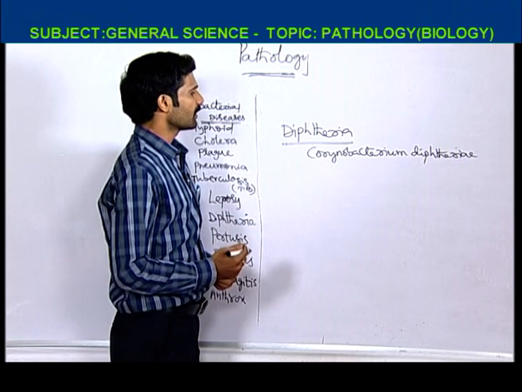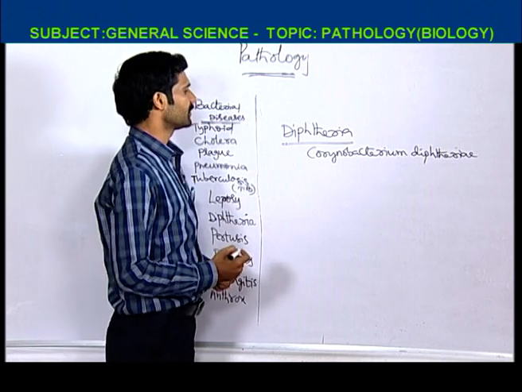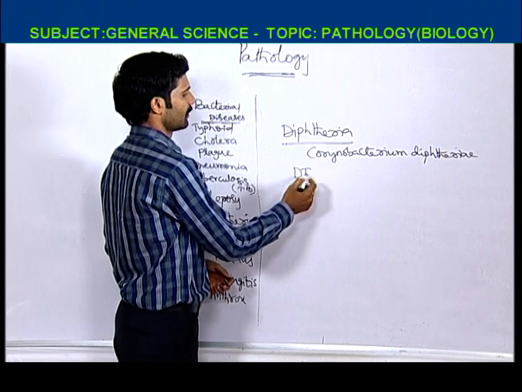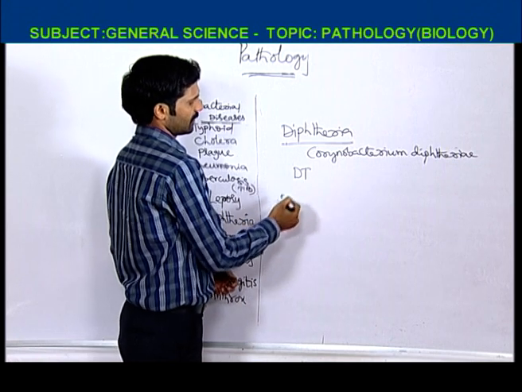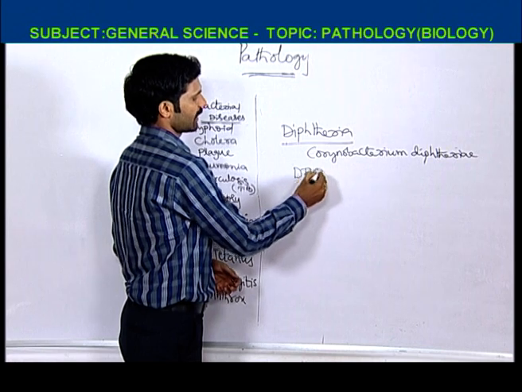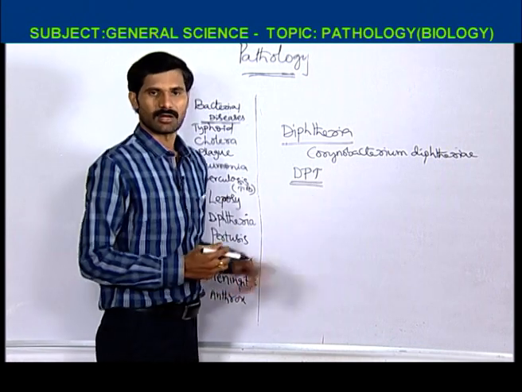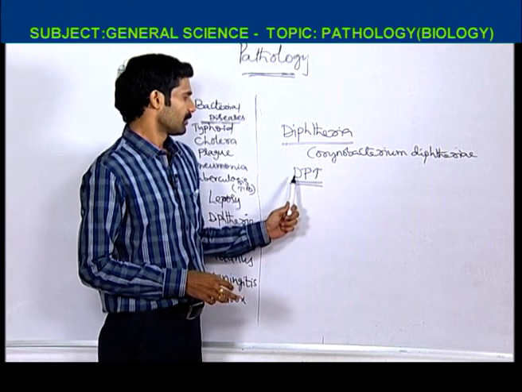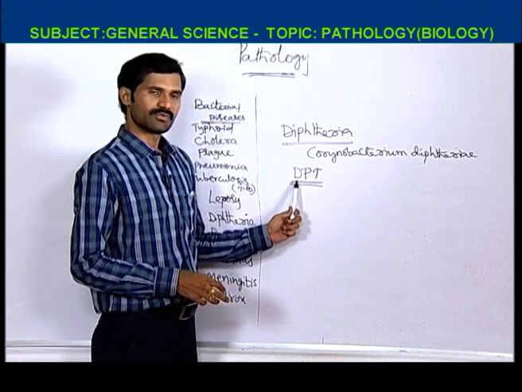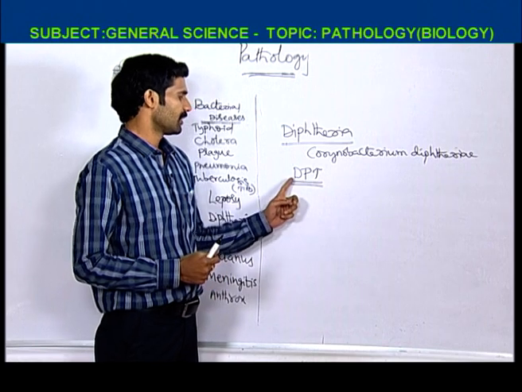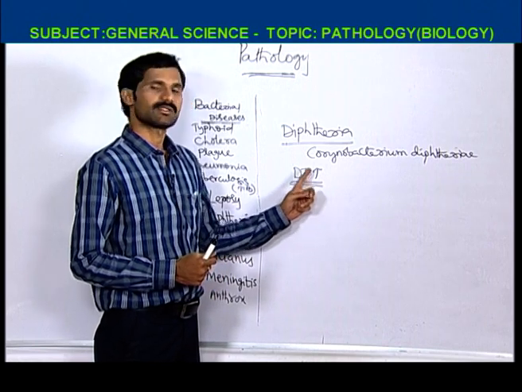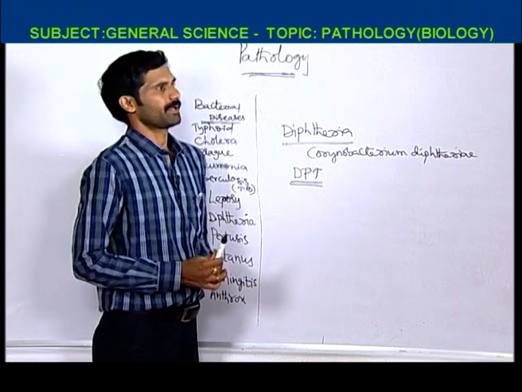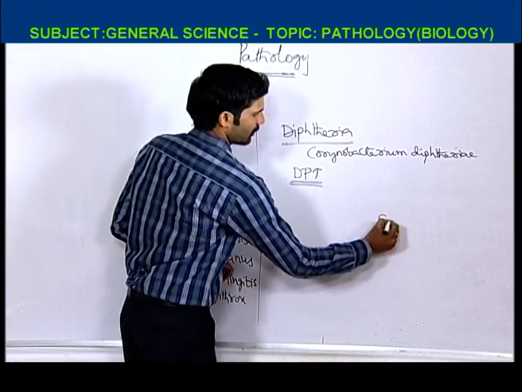And for the treatment of diphtheria, there is a vaccine, that is diphtheria, pertussis and tetanus, the DPT vaccine, also known as triple antigen vaccine. It is useful in three types of diseases, namely diphtheria, pertussis and tetanus. So, triple antigen vaccine. And what are contagious diseases?